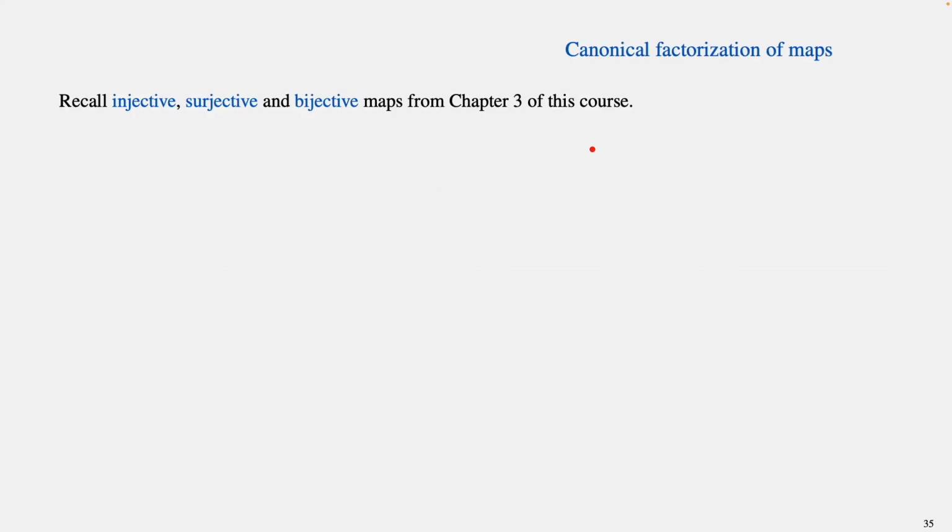And now I want to prove something about the so-called canonical factorization of maps. And for this, you should recall the notions of injective, surjective, and bijective maps from chapter 3 of this course, in case you have forgotten them. So if you don't recall what this means, please go back to the video for chapter 3 and watch that part about injective, surjective, and bijective.